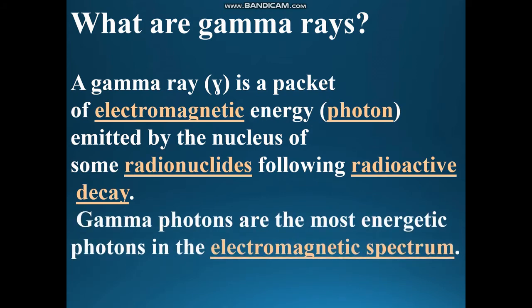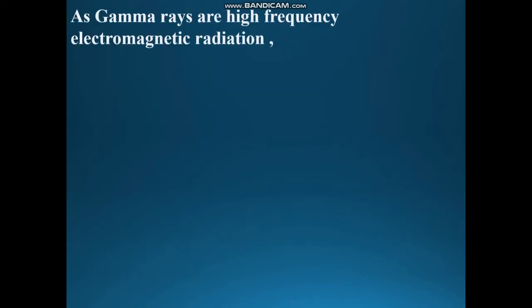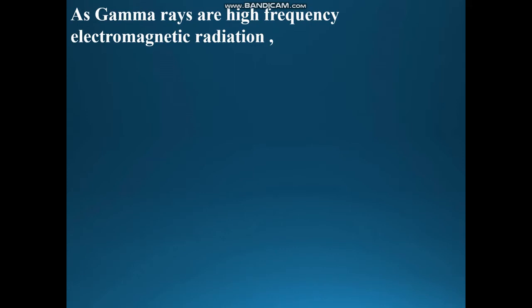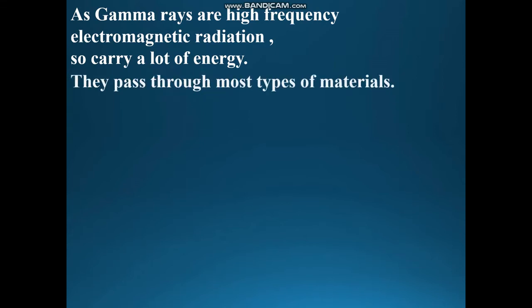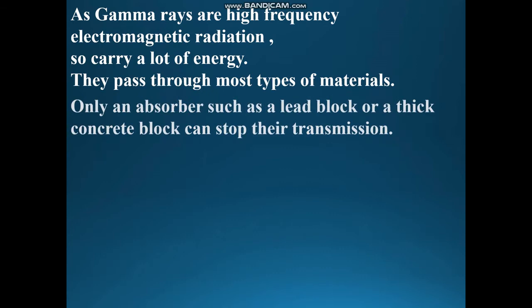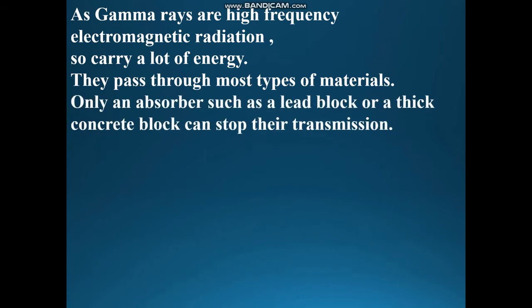Gamma photons are the most energetic photons in the electromagnetic spectrum. As gamma rays have high frequency, or you can say that they are high frequency electromagnetic radiation, they carry a lot of energy. They can pass through most types of materials. Only an absorber, such as a lead block or a thick concrete block, can stop their transmission.